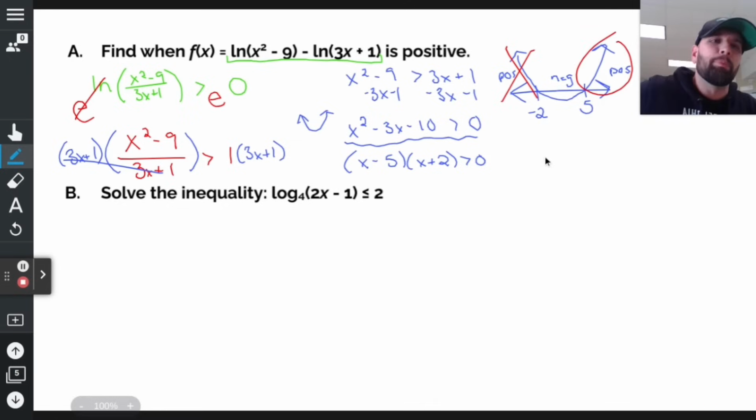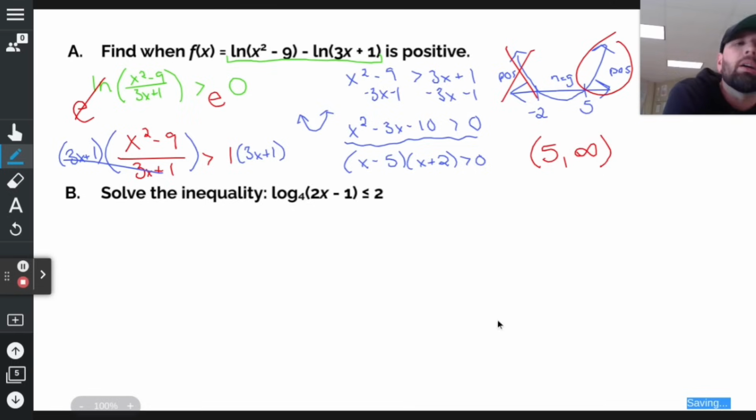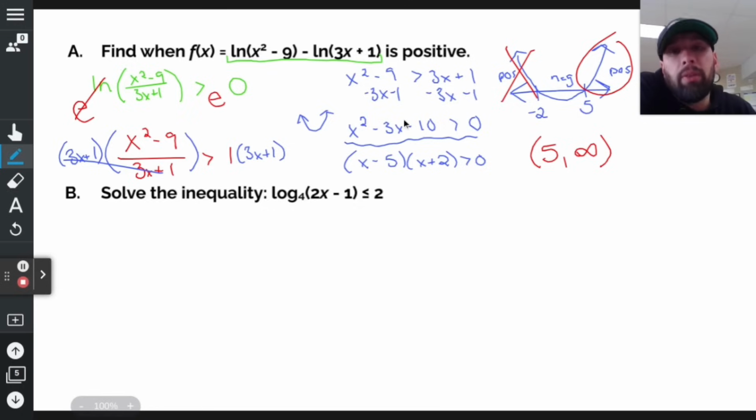Anyway, since it's greater than and not greater than or equal to, I'm going to put 5 non-inclusive and it goes all the way to infinity. That's my domain. Okay. Those are my x values that when I plug them in, I get a positive value. Again, you're allowed to plug in 5 because if I plug in 5, that's 14. Ln of 14 is legal. That's 25 minus 9, which is 16. Ln of 16 is legal.